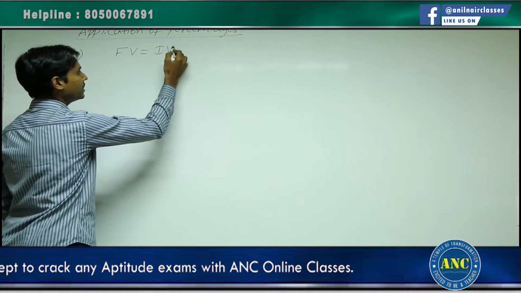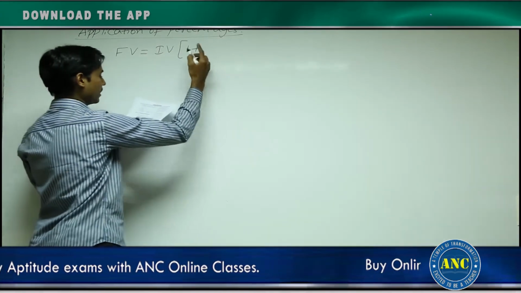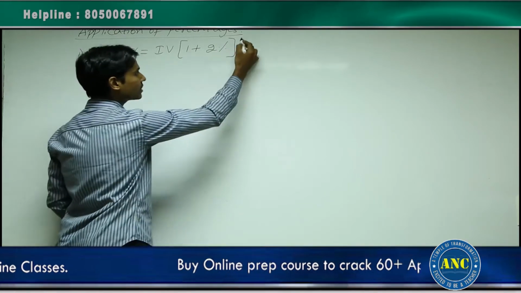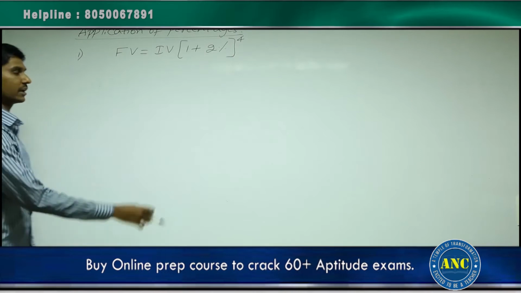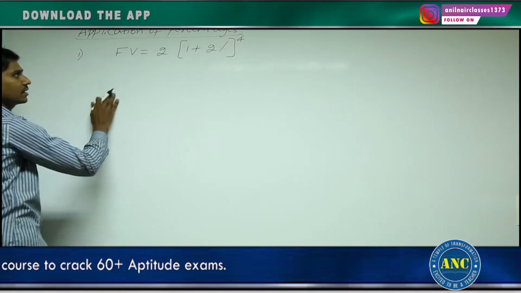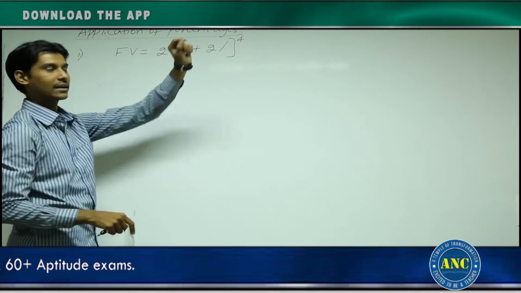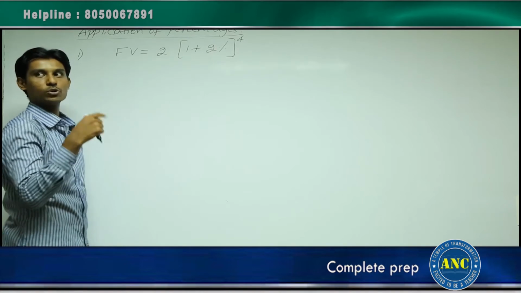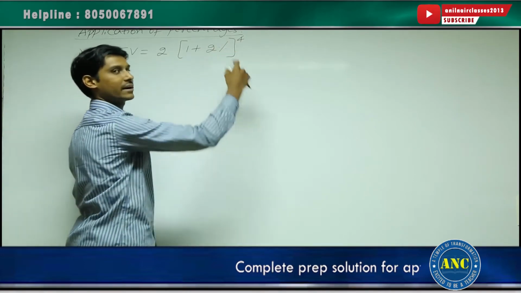Final value is initial value into 1 plus. Every year there is an increase of 2%, and it is happening for how many years? 4 years. Initial value is given as 2 lakhs. See here. If you want to calculate normally, 100% plus 2% is 102%, so 102 by 100. You need to multiply 102 four times.